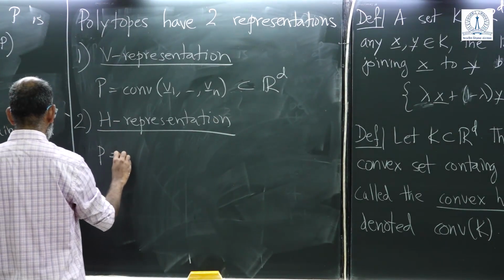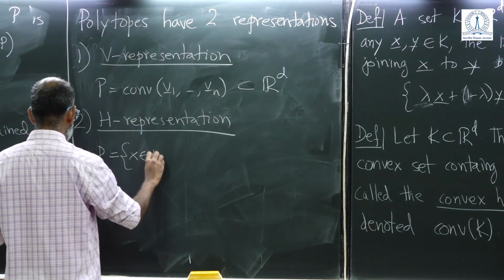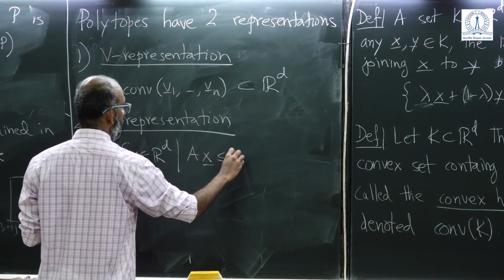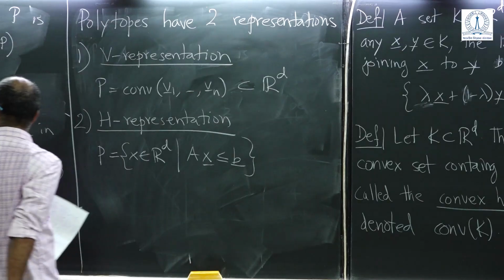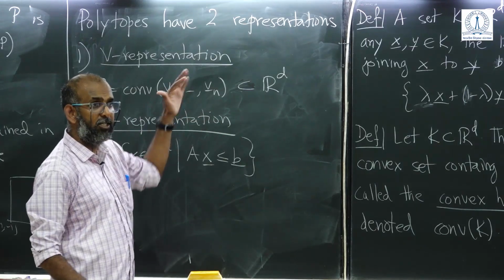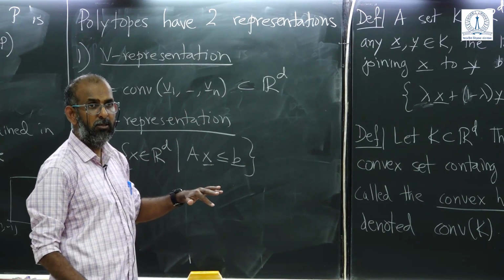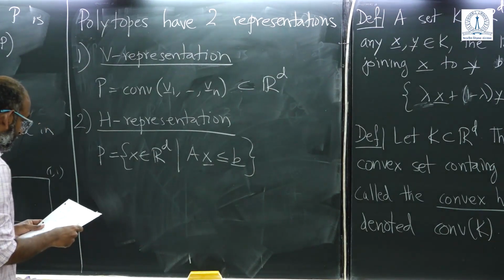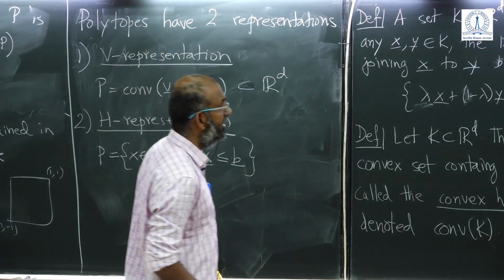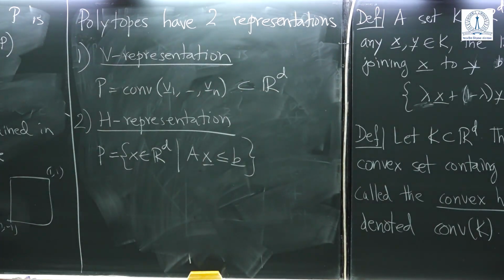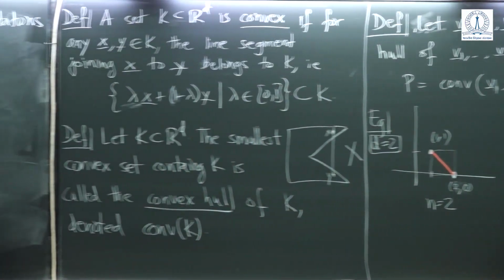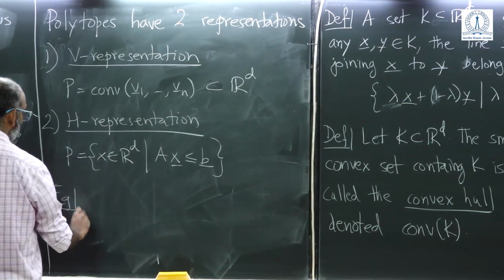So here P is the set of X in Rd given by Ax less than or equal to B. This is what I had said earlier. Here you think of this as an intersection of closed half spaces. For example, for the 3-dimensional cube, this is the V representation, right? Can you think of what is the H representation?